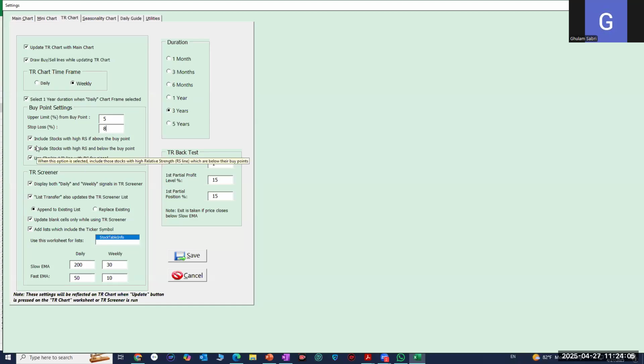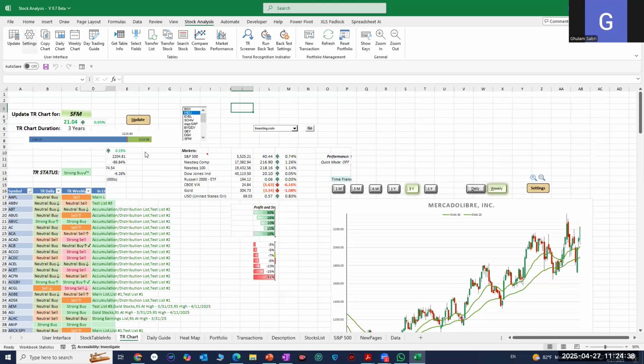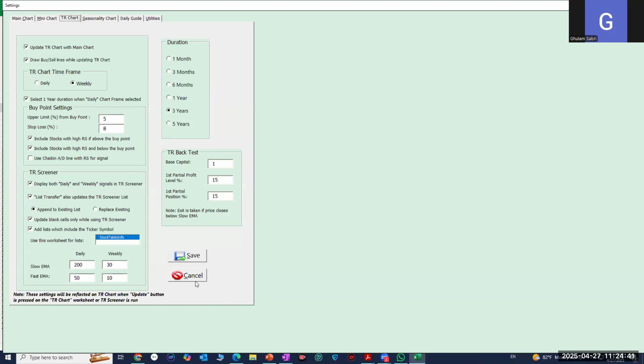Then we are also working with these options: include the stocks with high relative strength if above the buy point, include the stocks with high relative strength and below the buy point, and use the accumulation distribution line with RS for signal. Then we can save it. It will change whenever we update it. It will look at those parameters and change the buy point and stop loss accordingly, and then see if the price is within that prescribed range and whether it is below the stop loss limit or not. According to the settings, we just select it here, like we changed it from 7 to 8%.